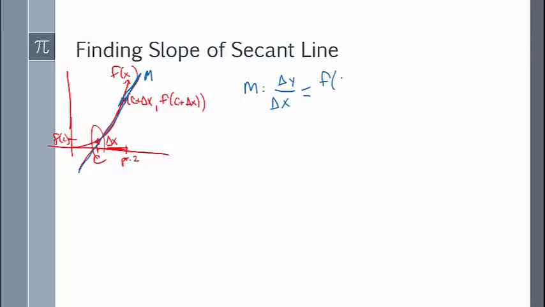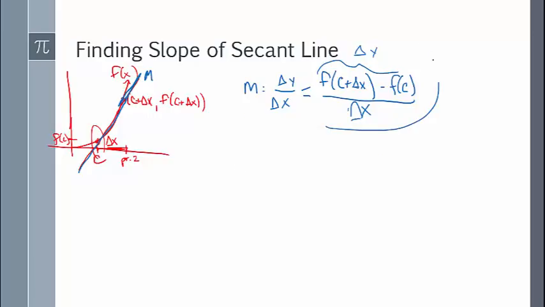In this case, the y value is f of c plus delta x minus y1, which is just f of c, all over, well, it would be the change in x, which is technically c plus delta x minus c, but I'm going to take a shortcut and just cancel the c's out and call that just delta x. The change in y over the change in x. Okay? We call this quotient that I've just come up with using the notion of slope a difference quotient.